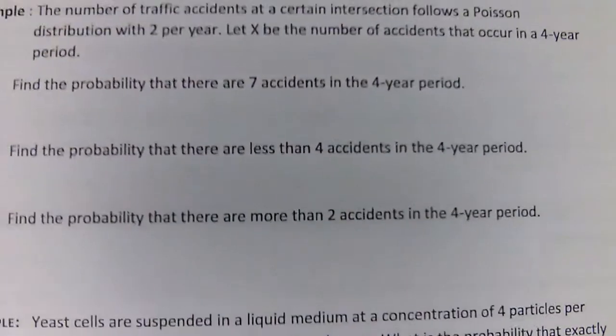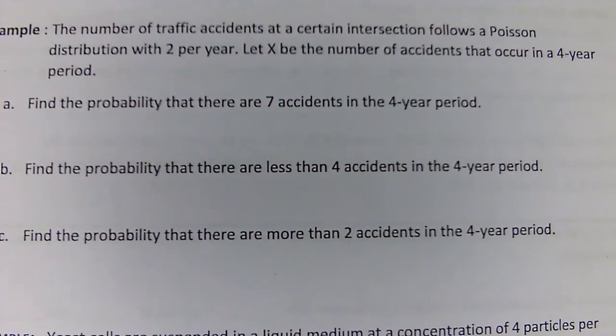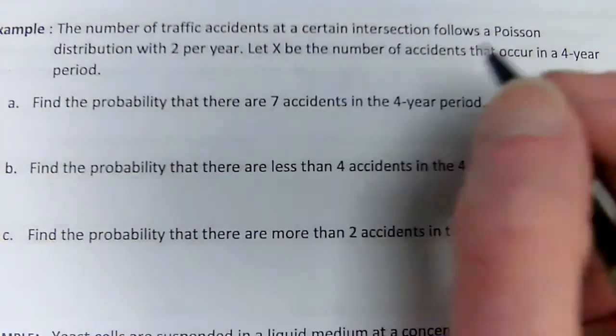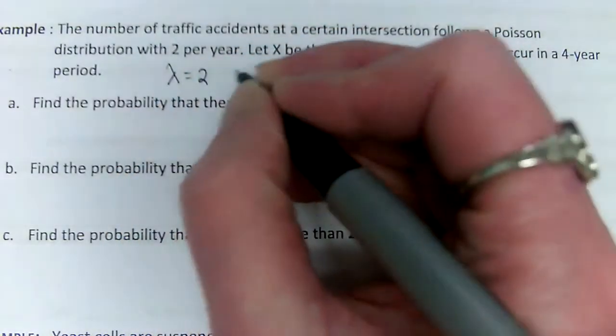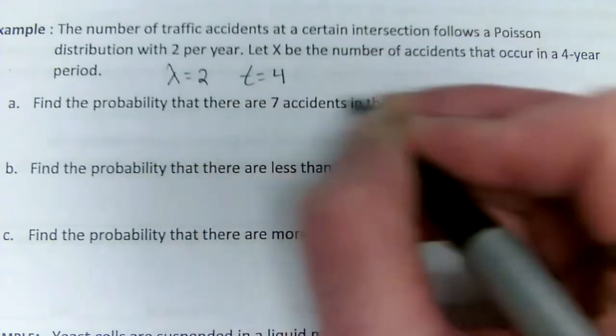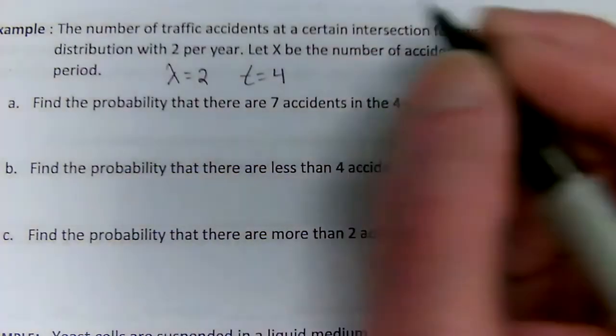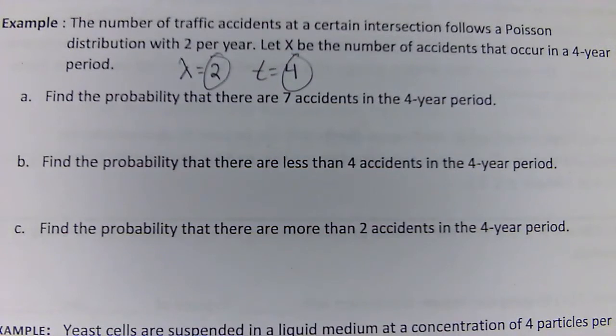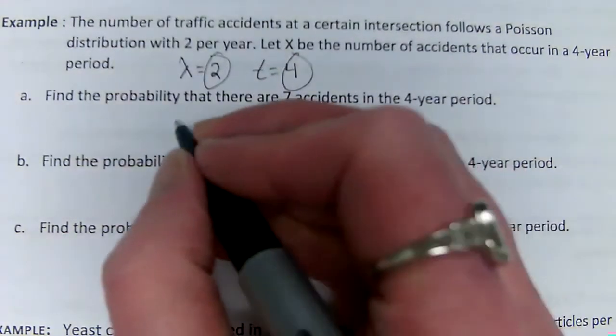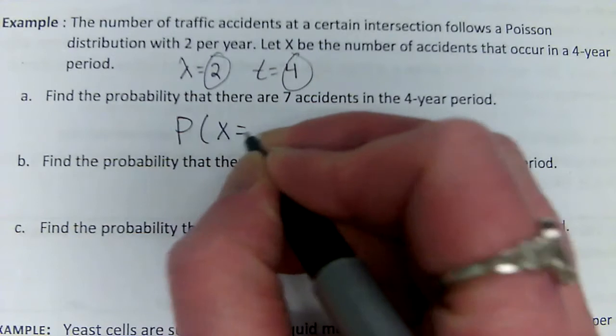The number of traffic accidents at a certain intersection follows a Poisson distribution with 2 per year. And we're looking at a 4-year period. So when we're putting this in, we're going to be multiplying those two together for lambda. I know that's very confusing, but we're first going to find the probability that there are exactly 7.